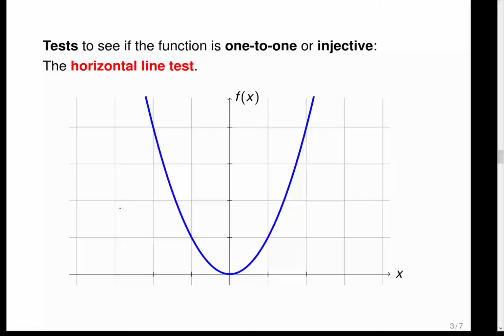Rather than drawing lots of horizontal lines, you may find it easier to grab your pen and lay it horizontally on the page, that is, parallel to the x-axis, and then run the pen up and down and observe how the pen cuts the graph of the function. If the pen only ever hits the graph once everywhere, then the function is one-to-one. Here, the function f of x equals x squared fails the test, because we can quite clearly see that any horizontal line above the x-axis will hit the parabola twice.